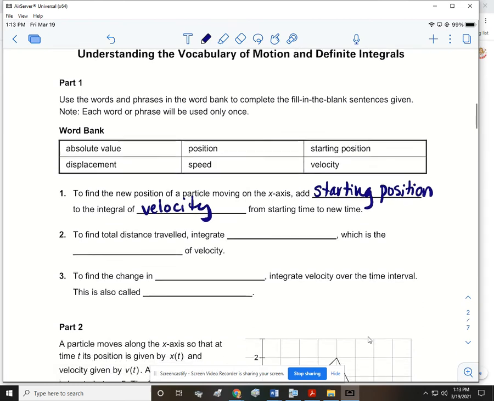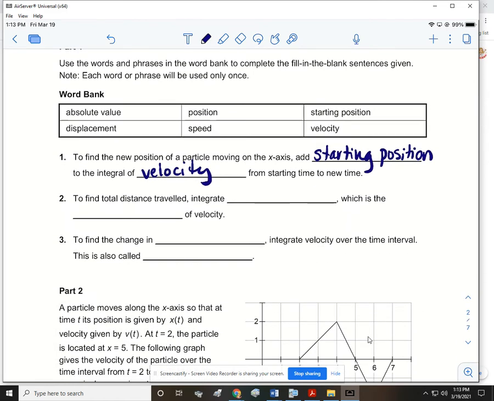Okay, and we've done this before. I just want to show you what it looked like before. So we want a new position, so we'll call it x of b. That's going to be equal to the starting position, which we'll call x of a, plus the integral from a to b of the velocity, or the derivative of the position function. So in the place of there, we also could have v of t.